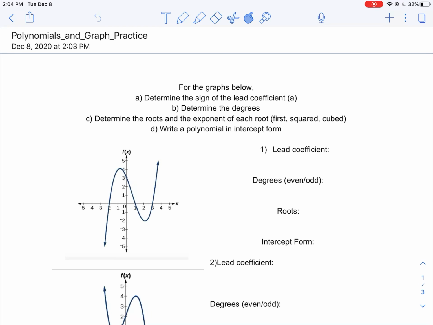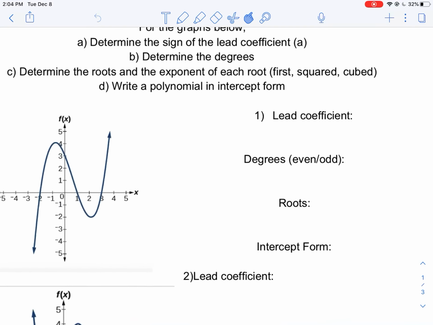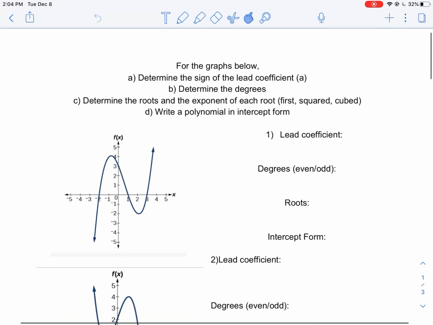I have a few requests to go over today's classwork, so I'm just going to take a few minutes to go over this. All right, so we're going to start out with number 1. Now, we want to determine the sign of the lead coefficient. We want to determine the degrees, whether they're going to be even or odd. We want to determine the roots, and then we're going to write a polynomial in intercept form. So let's give this a shot.